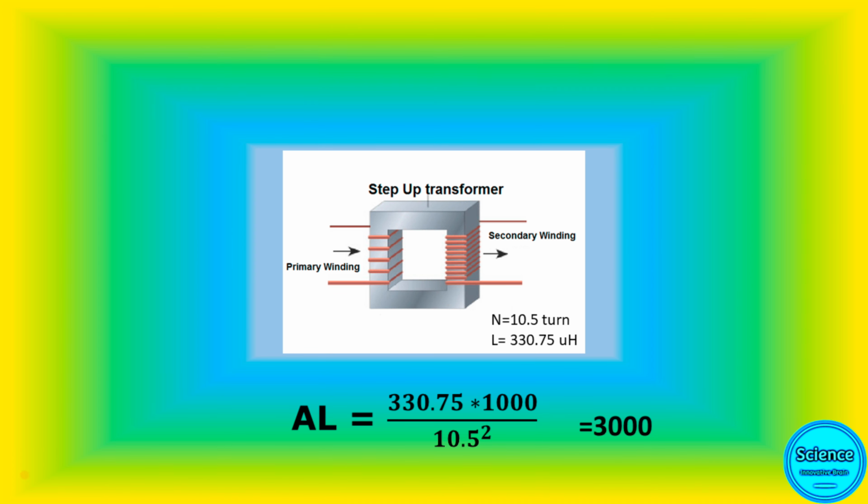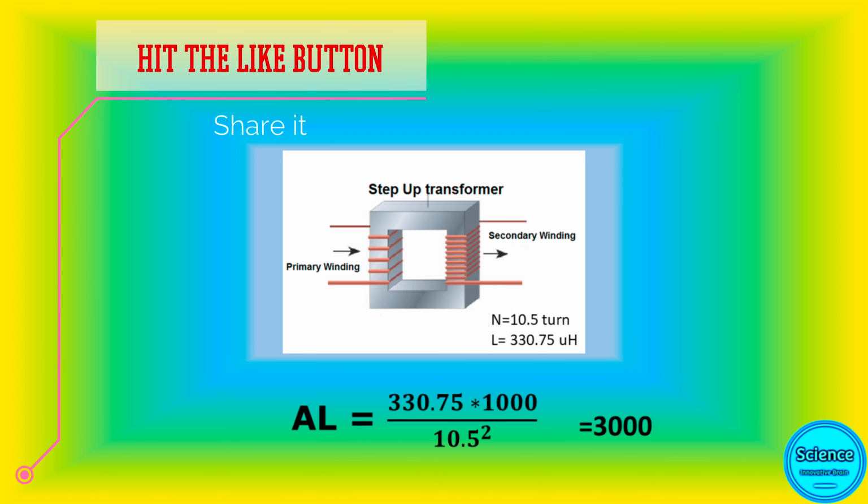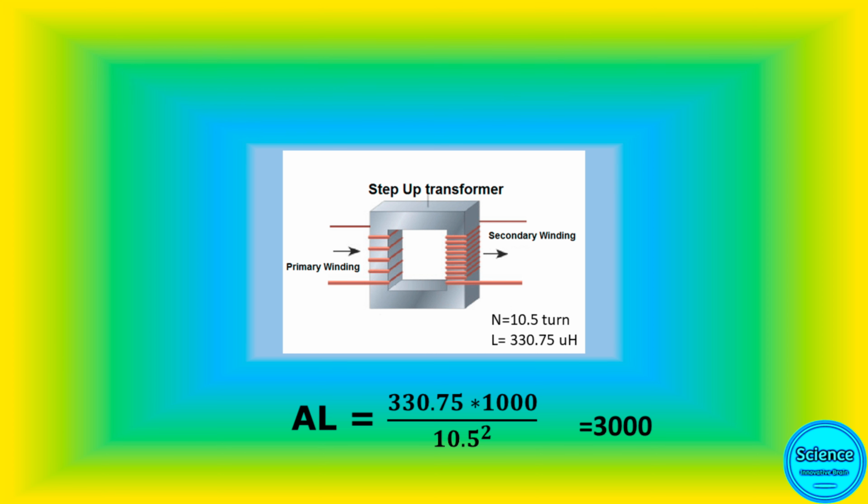Let us assume a step-up transformer having turns in the secondary coil of 10.5 and its inductance is 330.75 microhenry. Then if you put the values in the formula, you can find the AL factor is 3000. So in this manner you can also calculate the value.